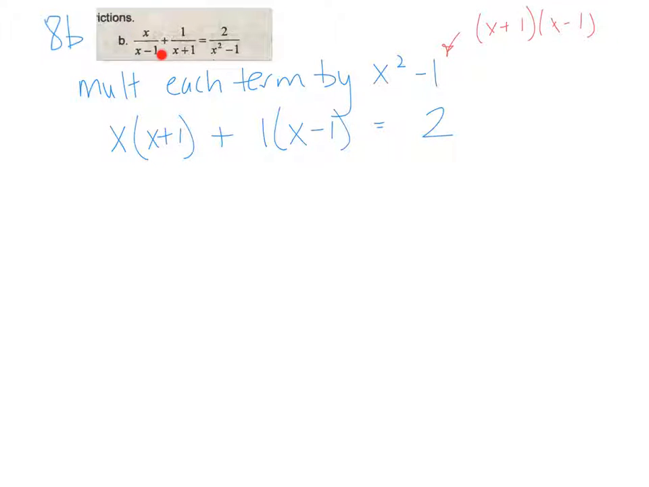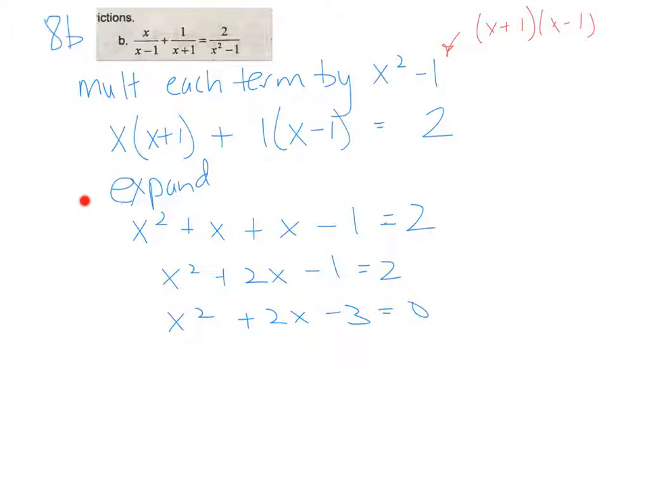When I multiply this term by x plus 1 times x minus 1, the x minus 1s will cancel, and I'm left with the x that's on top from before and the x plus 1 that didn't cancel. In the second one, I'm multiplying this term, 1 over x plus 1, times x plus 1 times x minus 1. So the x plus 1 here and the x plus 1 here will cancel, and I'm left with the 1 from on top and an x minus 1 that went through. When I multiply this term over here by x squared minus 1, this x squared minus 1 will cancel with this one, and I'm left with just a 2.